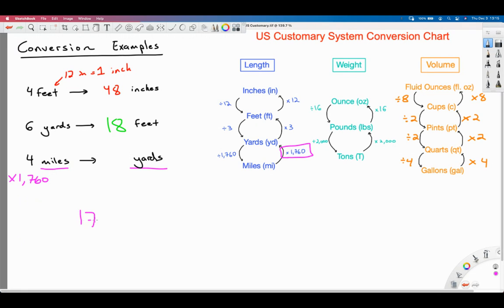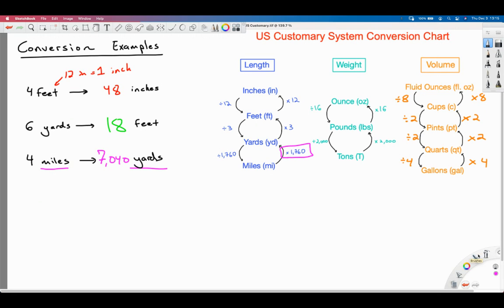4 times 1,760. Now you could use a calculator to do that. I'm going to go ahead and do it the old-fashioned way. 4 times 0 is 0. 4 times 6 is 24, so we write a 4 there, carry the 2. 4 times 7 is 28, plus 2 is 30, so we write a 0 there and a 3 up top. 4 times 1 is 4, plus 3 is 7. So our answer would be 7,040 yards in 4 miles. Okay, that's a lot of yards there.